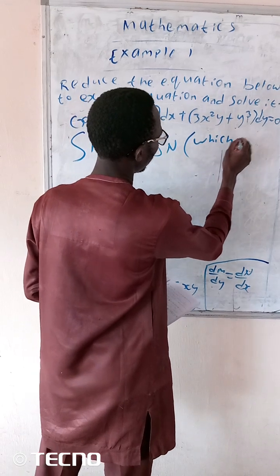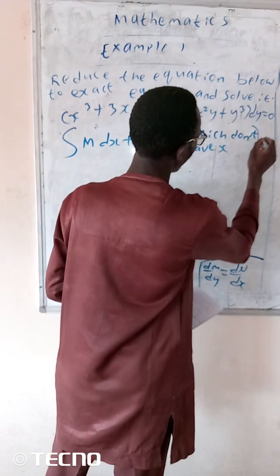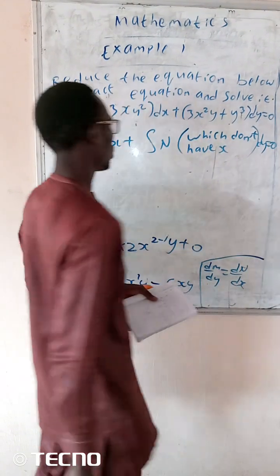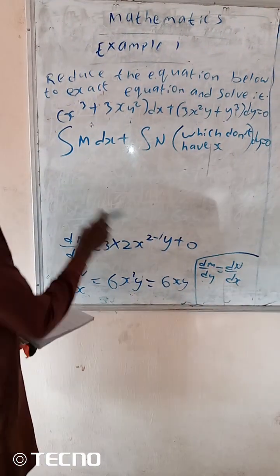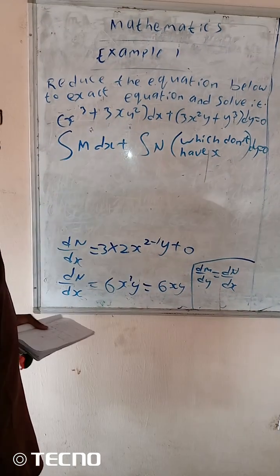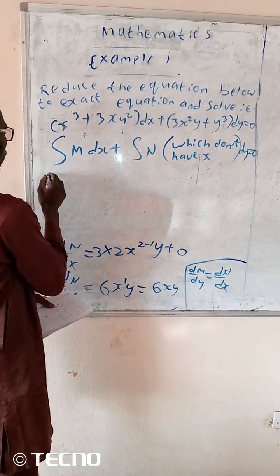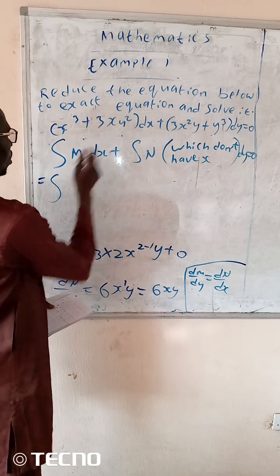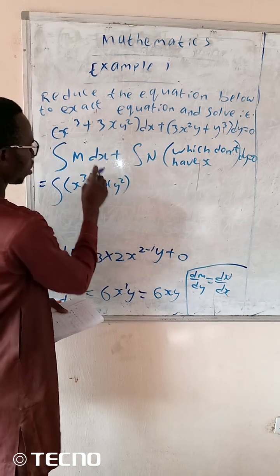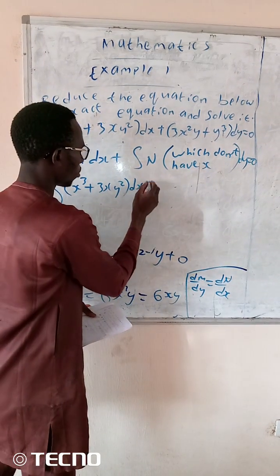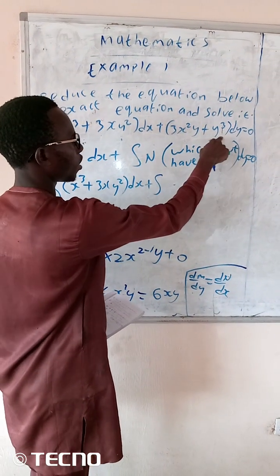which don't have x, dy equals 0. See, this is the formula. So this is it. Now, what is our m? Our m, remember in the differentiation, we set this first part to be m, right? So we have the integration of m. M is this first part, which is x raised to the power 3 plus 3xy squared. Then we have dx, right? Plus the integration of n.